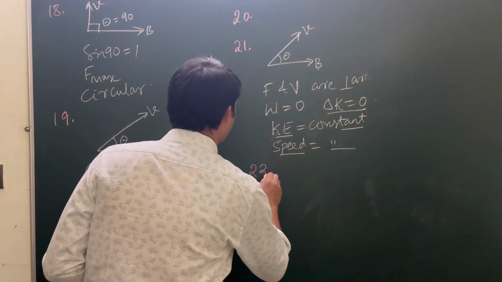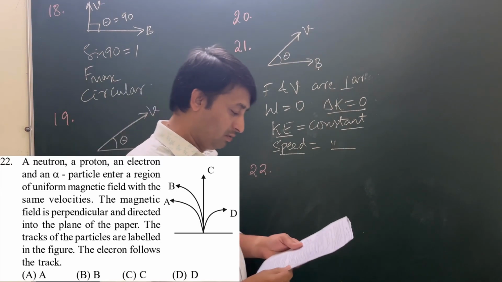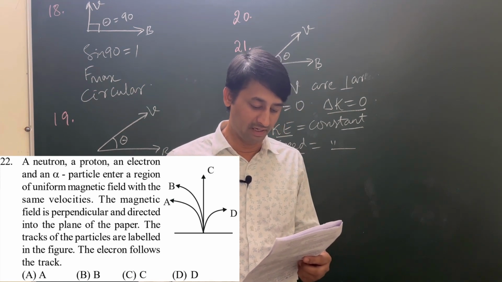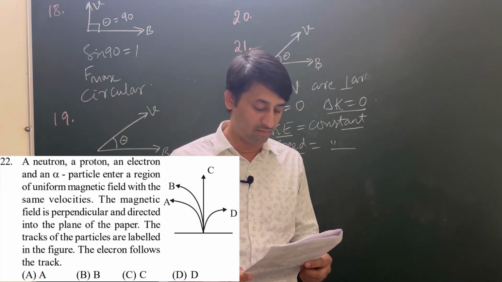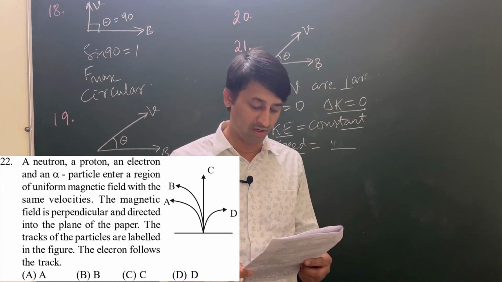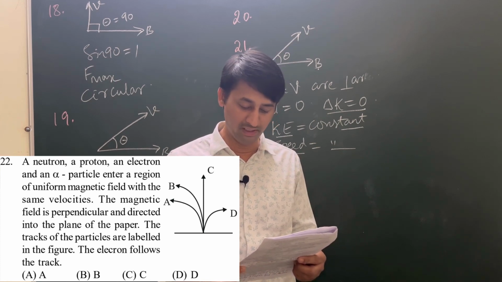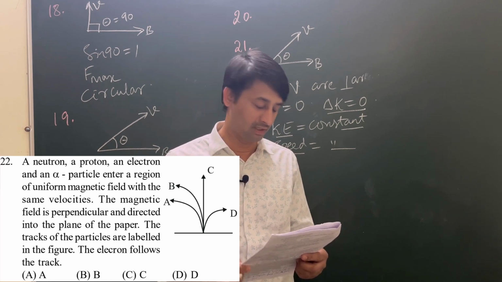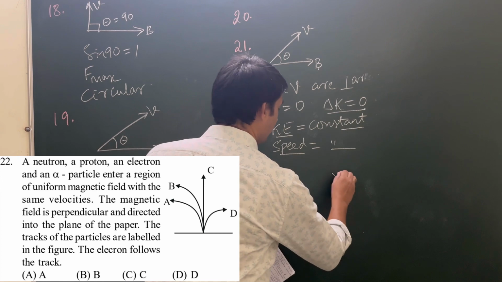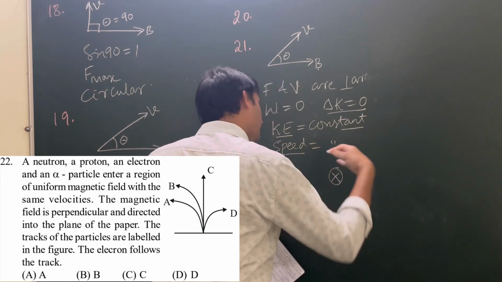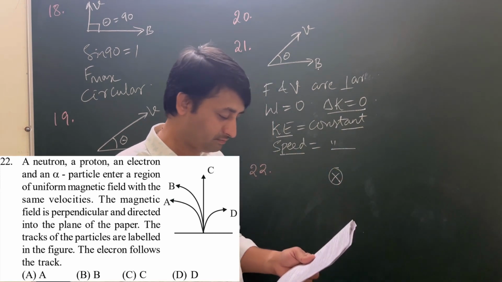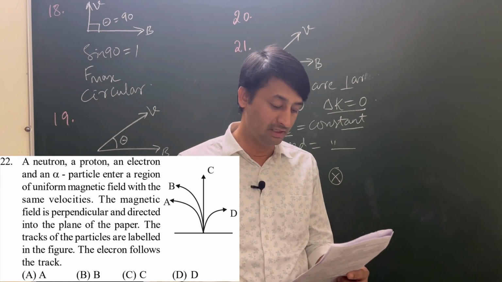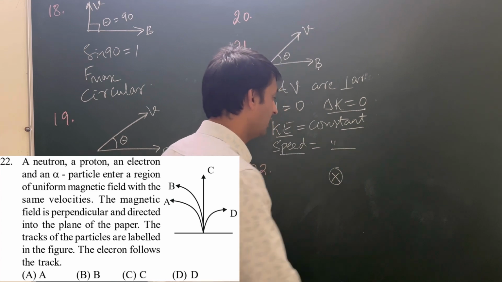Question number 22: a neutron, a proton, an electron and an alpha particle enter a region of uniform magnetic field with the same velocity. The magnetic field is perpendicular and directed into the plane of the paper. The tracks of the particles labeled in the figure are, here they have given a neutron.